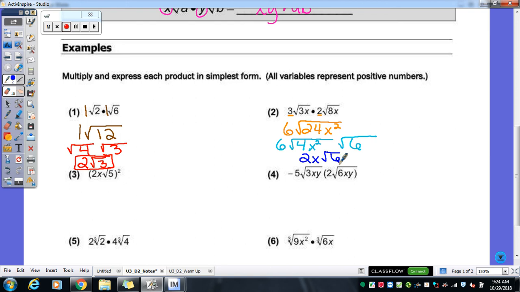So that square root of 4x squared would turn into 2x, because square root of 4 is 2. Divide your exponent, you get x to the first. Well, we have to multiply it times that 6 that was out there in front. So our final answer is 12x radical 6.